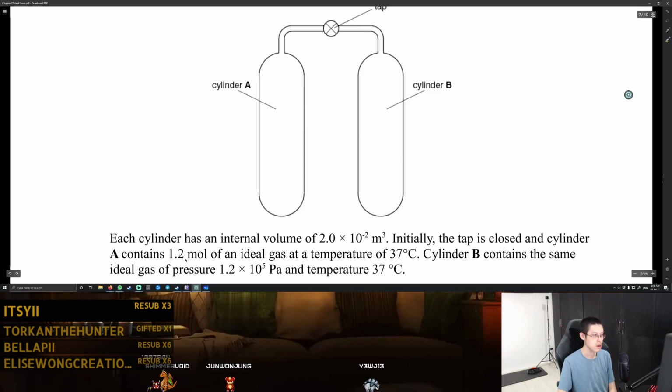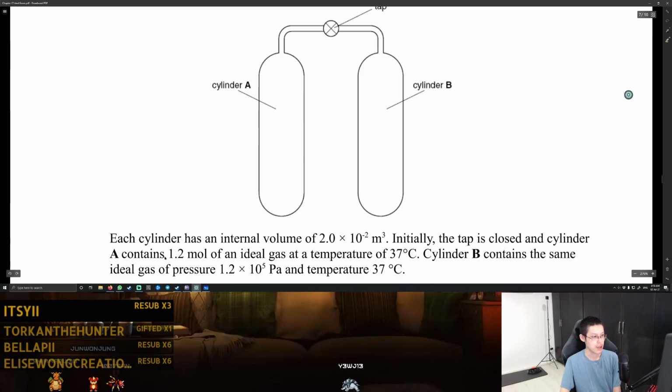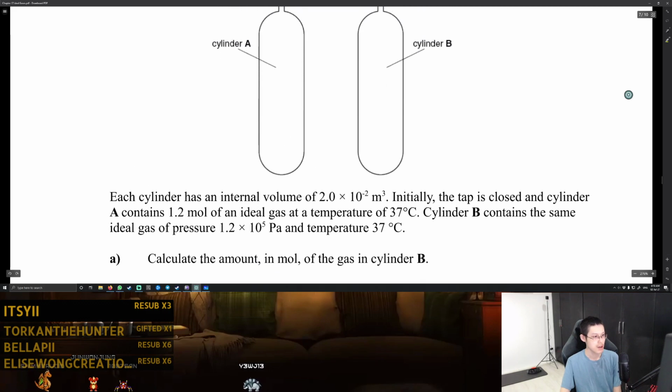Initially, the tap is closed and the cylinder A contains some given moles of ideal gas at some given temperature. And B, you have this pressure and some temperature. Okay, so they both have the same temperature, but A has 1.2 moles and B has this much pressure. Calculate the amount in moles of the gas in cylinder B. So they want you to find the number of moles here.